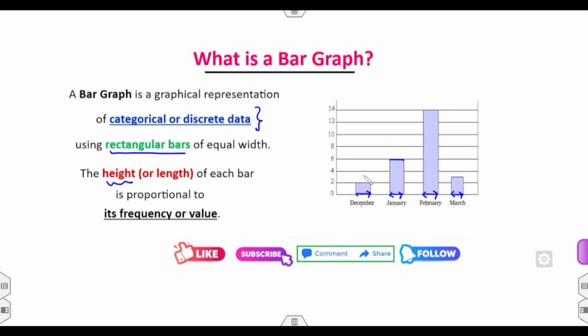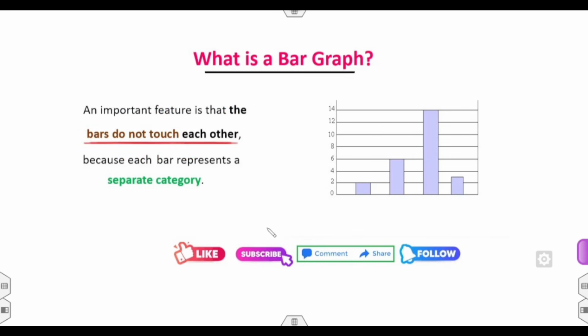And the height, ये जो height है आपके पास ये कितनी height होगी? That is dependent upon the frequency. Like previous example में हमने जो frequency क्या थी वो आपकी number of the views on the videos received. The most important feature of the bar graph is there is a gap between the two bars. ये जो आपकी rectangles है they do not touch each other. They are always separated categories.